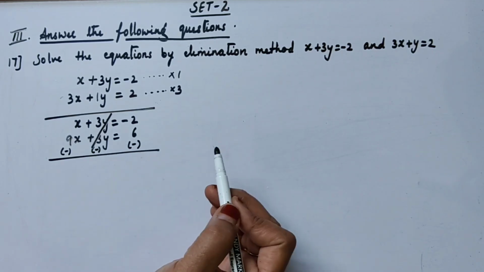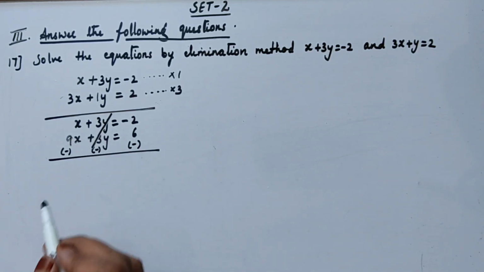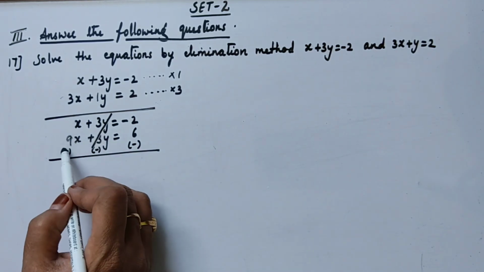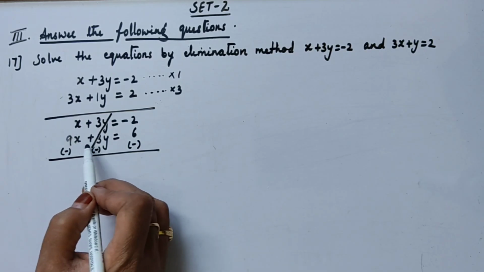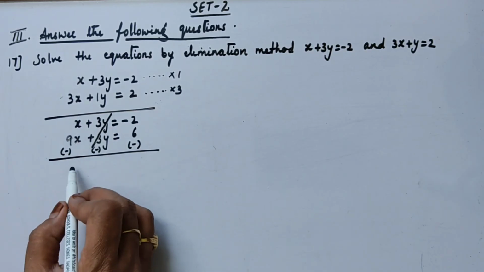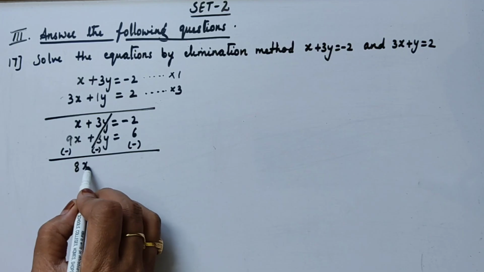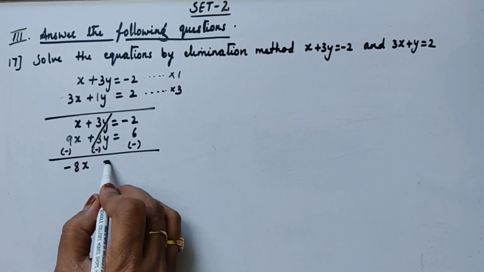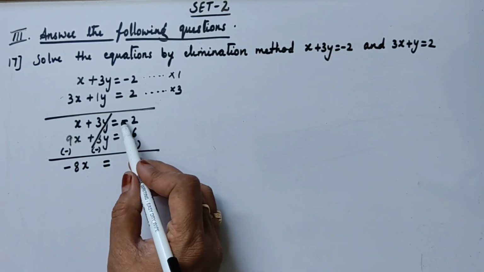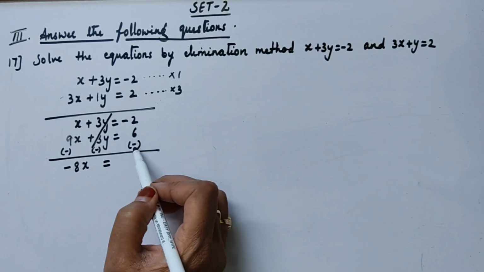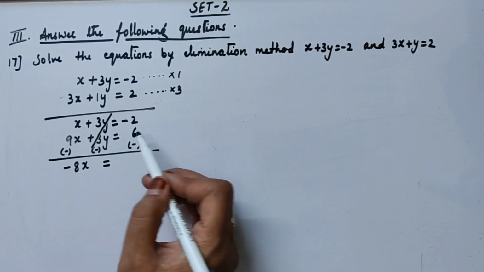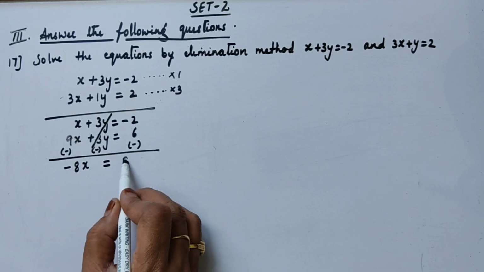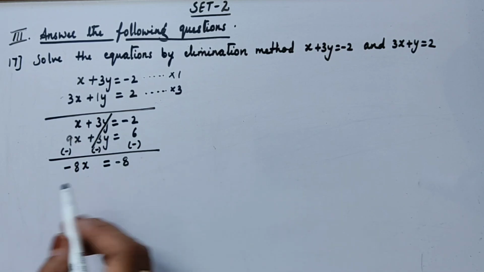Let me cancel y or eliminate y. Here 1 minus 9. So we can say plus into minus is minus. Let us subtract. 9 minus 1 is 8x. Greater number sign is minus equals to. Both have got a minus sign. Let us add. So minus into minus is plus. Let us add it. 6 plus 2 is 8 and same sign.